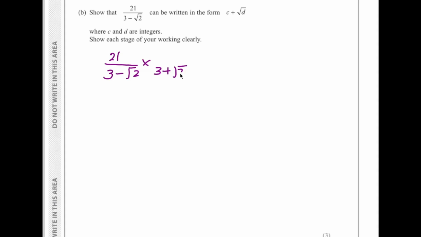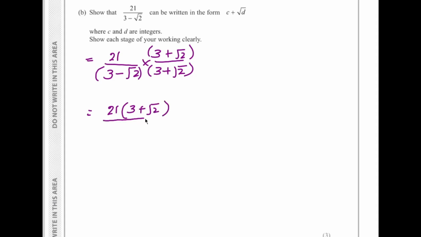Then it is 3 plus root 2. To make it an equivalent fraction, we multiply both numerator and denominator by the same fraction. Let's multiply. Just keep this one. At the very last step, you have to multiply it out. Until then, keep it in the brackets. 3 plus root 2. I'll explain why I'm keeping it this way. Let's multiply these two. 3 into 3, 9.